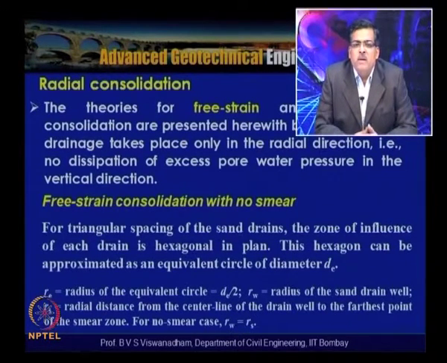Afterwards we consider smear. For triangular spacing of sand drains, the zone of influence of each drain is hexagonal in plan, and this hexagon can be approximated as an equivalent circle of diameter De, where De is equal to capital D, equal to 2 Re, and Re is the radius of the equivalent circle, which is De by 2. Rw is the radius of the sand drain well, and Rs is the radial distance from the center of the drain well to the farthest point of the smear zone. For the no smear case, Rs is equal to Rw. These are the notations defined in the figure shown in the previous slide.